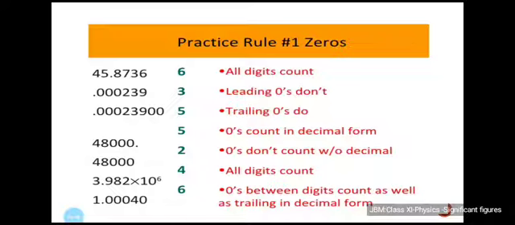So 45.8736 has 6 significant figures. 0.000239 has 3 significant figures. 0.00023900 has 5 significant figures. 48000.00. So you have to count the digits before the decimal point. So 5 significant figures. 48000, there are 2 significant figures. 3.982 into 10 to the power 6, there are 4 significant figures. 1.00040 has 6 significant figures.